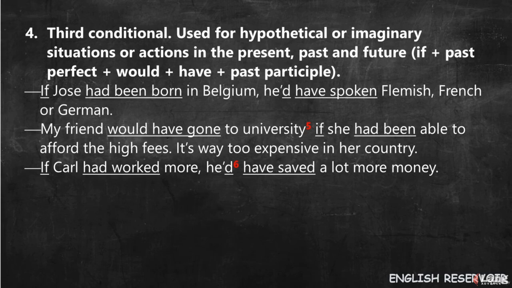4. Third conditional. Used for hypothetical or imaginary situations or actions in the present, past, and future. If plus past perfect plus would plus have plus past participle. If Jose had been born in Belgium, he'd have spoken Flemish, French, or German.